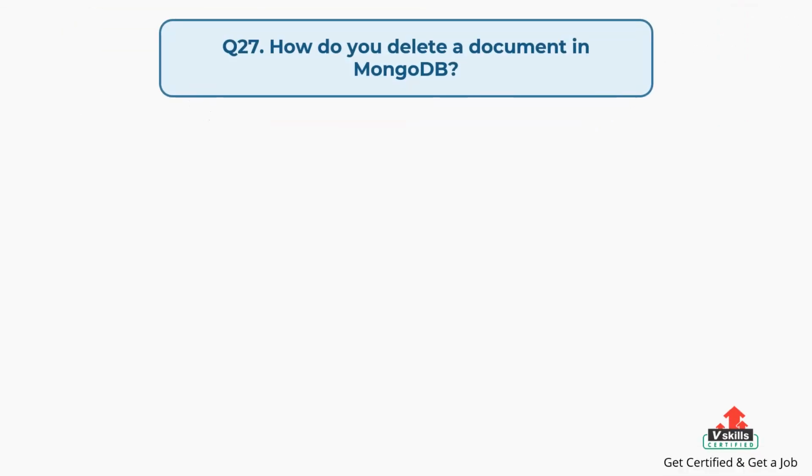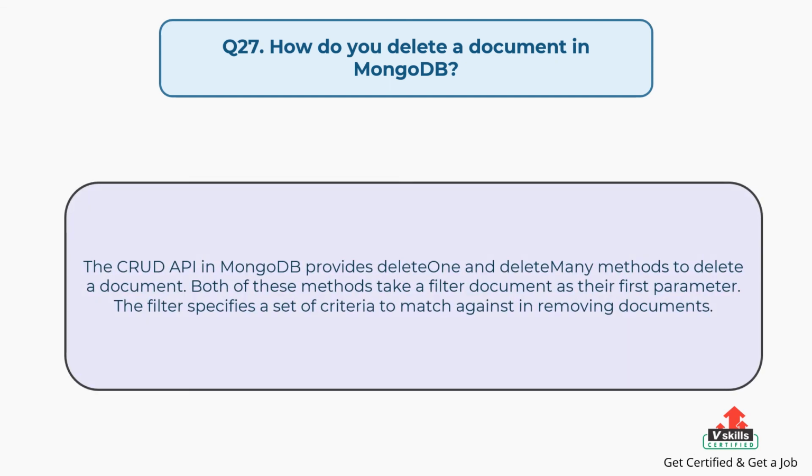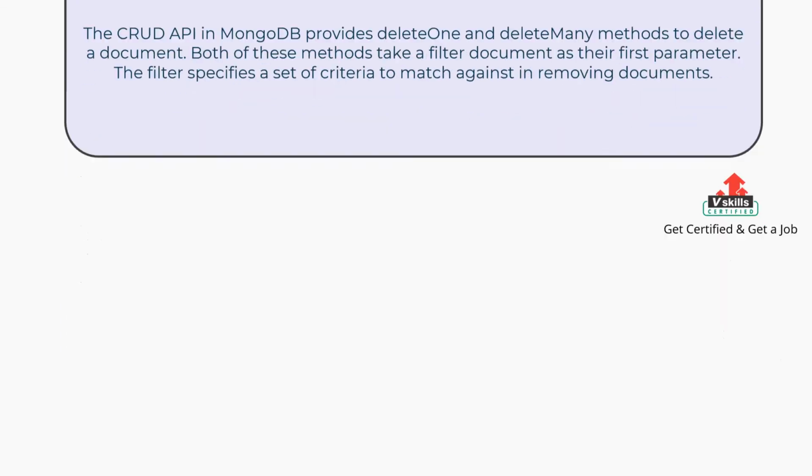Question number 27. How do you delete a document in MongoDB? The answer is: the CRUD API in MongoDB provides delete one and delete many methods to delete a document. Both of these methods take a filter document as their first parameter. The filter specifies a set of criteria to match against in removing documents.